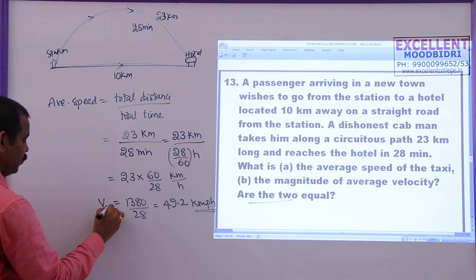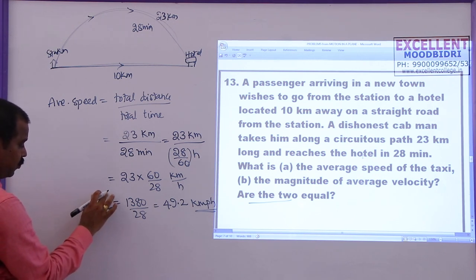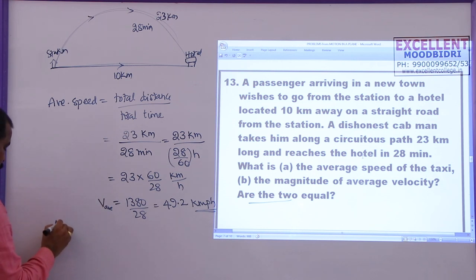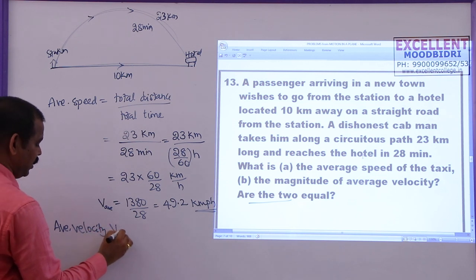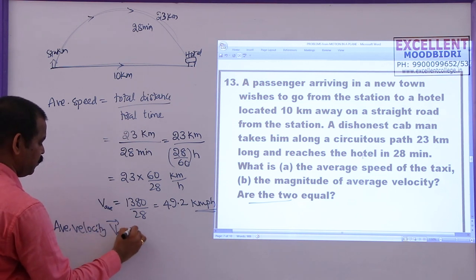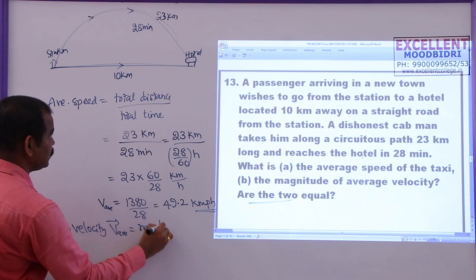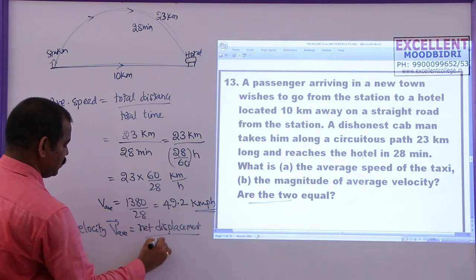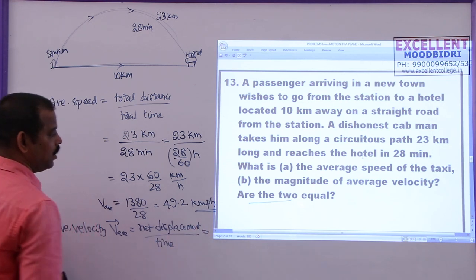So now this is V average. Remember students, we are not going to write arrow here. Only for vectors we have to keep arrow. So now average velocity is given by V average, now we have to keep arrow. This is the net displacement of this body by time taken by it.